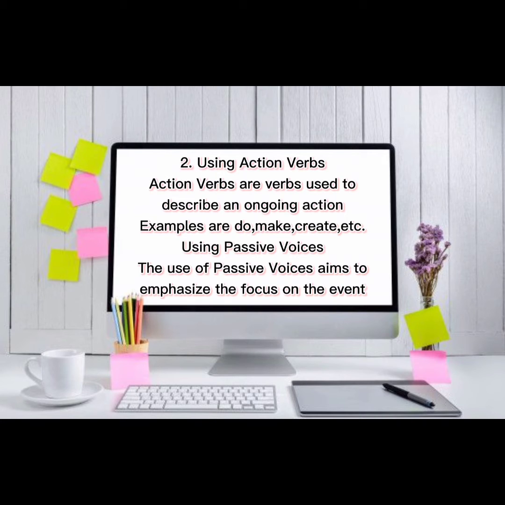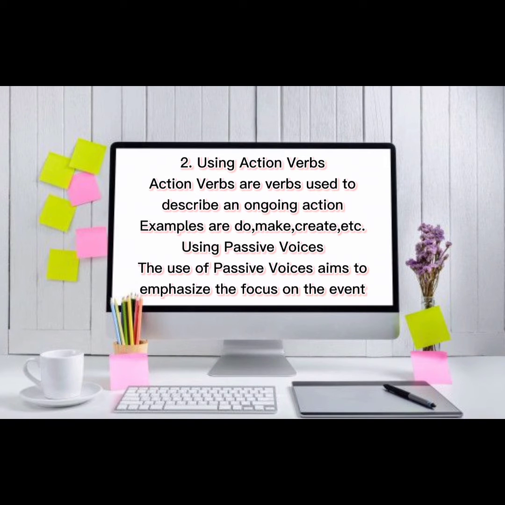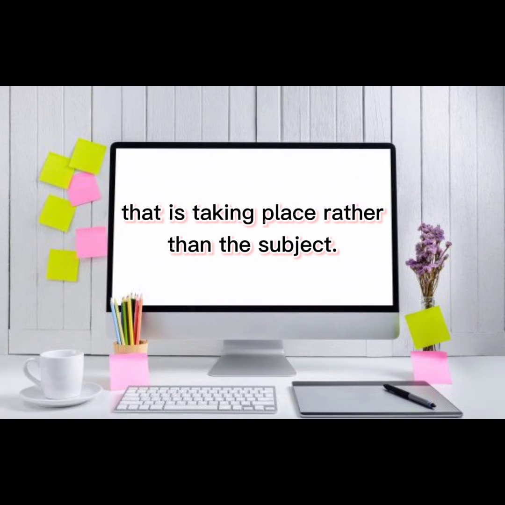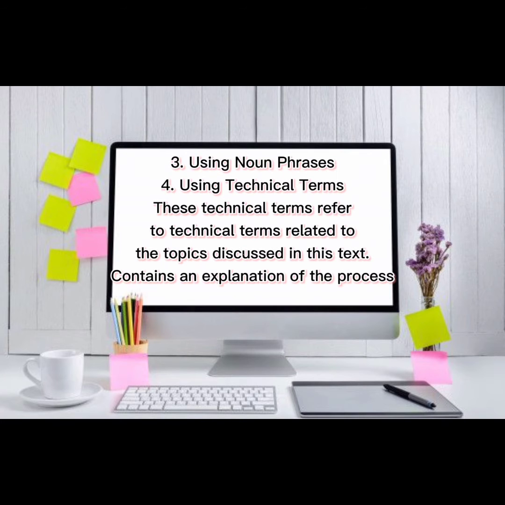Using passive voice. The use of passive voice aims to emphasize the focus on the event that is taking place rather than the subject. Number 3, noun phrases. Number 4, using technical terms. Technical terms refer to terms related to the topic discussed in the text. It contains an explanation of the process.